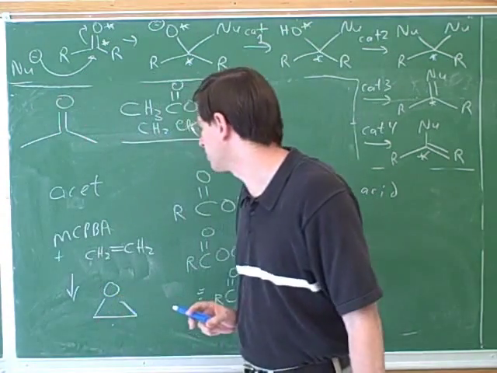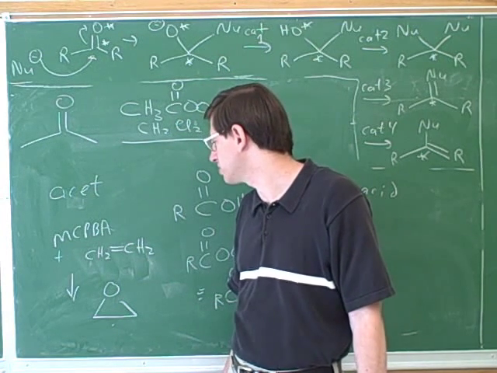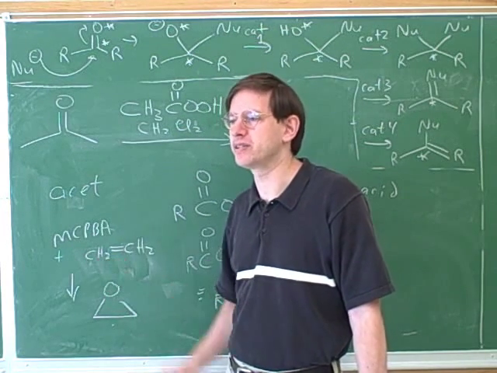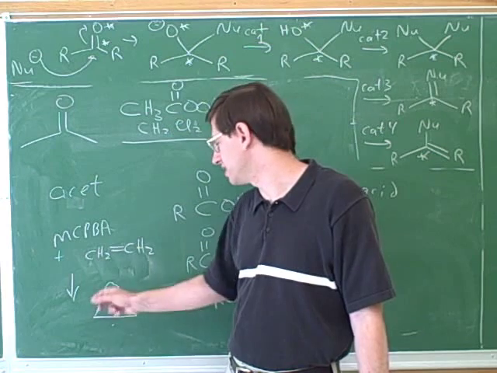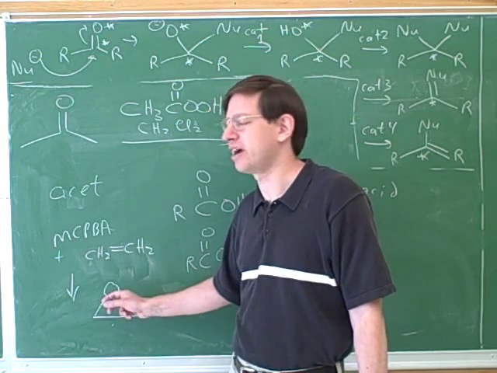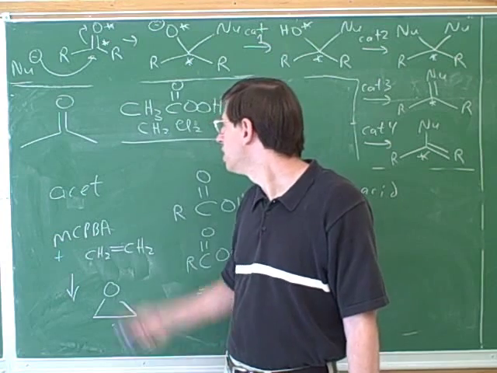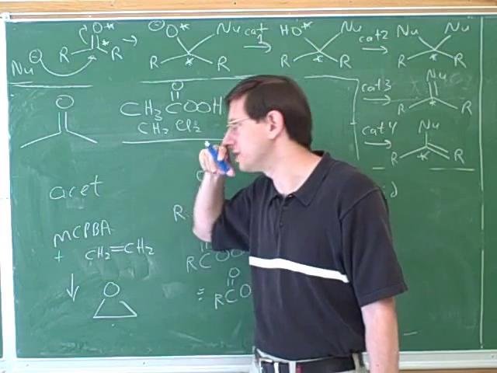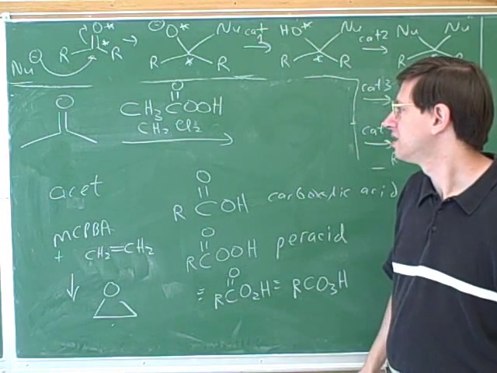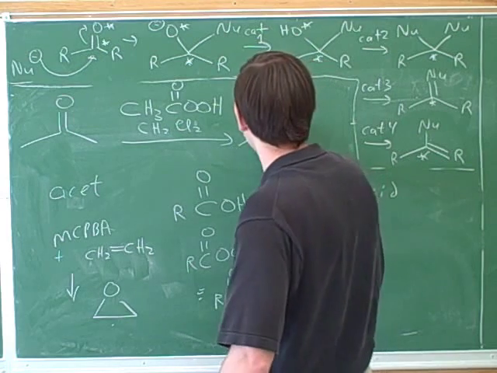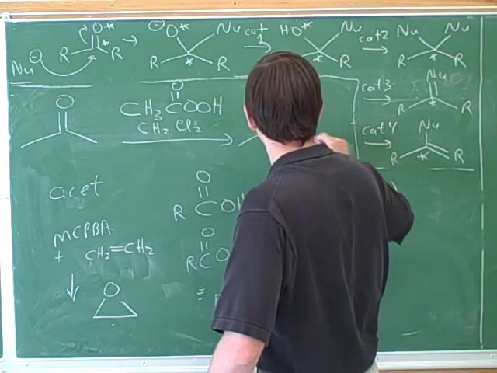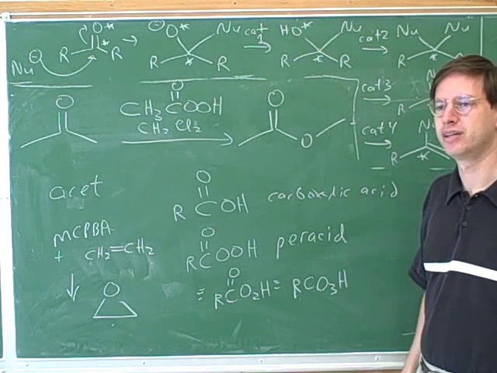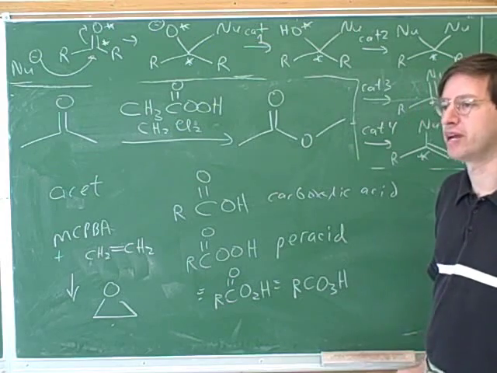This is the basic reaction we learned last term for what a per-acid does to an alkene. It basically inserts an oxygen between these two carbons. It breaks one of the carbon-carbon bonds and inserts an oxygen between them. That's why we could think of it as an oxidizing agent, making new bonds to oxygen. Well, in this case, we're again going to insert an oxygen. The per-acid is going to insert an oxygen between two carbons in the aldehyde or ketone, and it looks like this. It inserts an oxygen between the carbonyl carbon and the alpha carbon. That's the Baeyer-Villiger reaction.